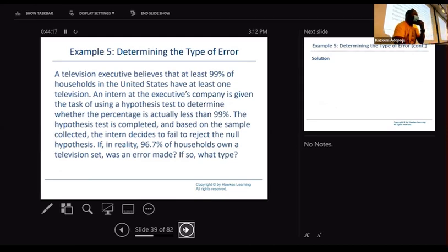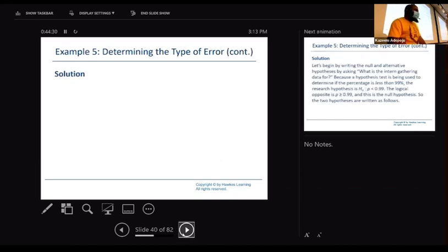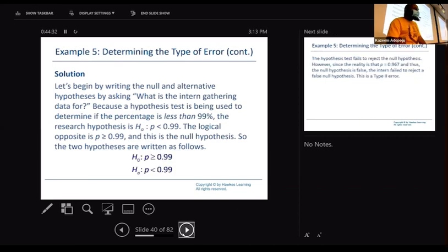Now, this is what happened. In this question, because they mention "at least," and you know where "at least" is going to be: at least is greater or equal to, and greater or equal to will always be at the null hypothesis. And what is the opposite of greater or equal to? It's less than.